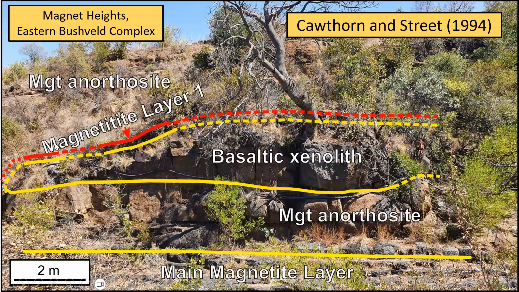And then magnetitite layer 1, which is the first magnetitite layer we find above the main magnetite layer, crystallized all over this xenolith. Now, Cawthorne and Street already had this idea that the xenolith could have served as a barrier to late-stage fluids or melt migrating from below. And they found some evidence for that, that the amorphosite underneath the xenolith was enriched in potassium, also some other things.